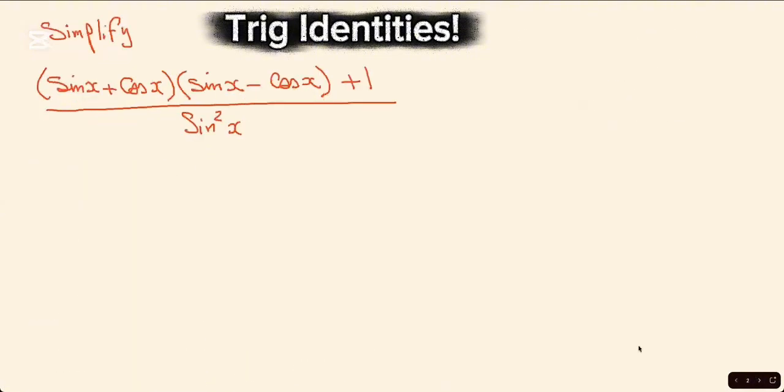Let's move on to the second one. The second one is I need to know the identity sine squared x plus cos squared x equals 1. And you should know how to manipulate this one, because sine squared will be 1 minus cos squared. Also, cos squared will be 1 minus sine squared. Now, let's take this and start working on this one.